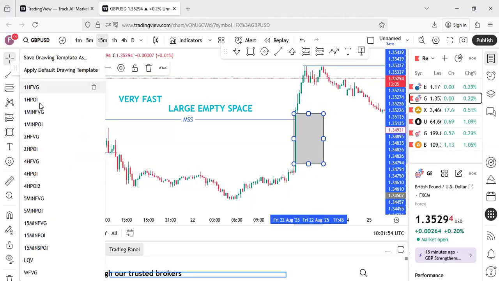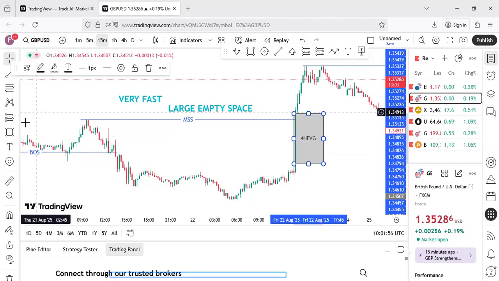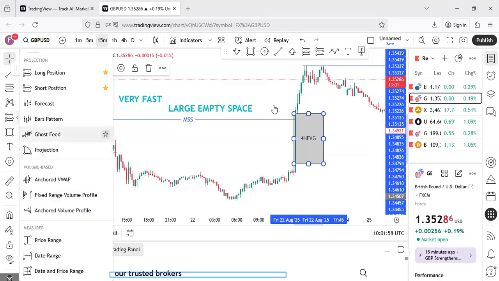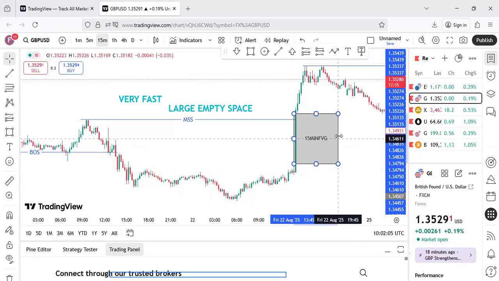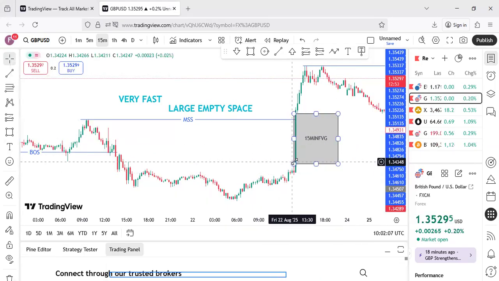Now, a lot of people will say that this is a fair value gap. This is not a fair value gap. Rather, this is a liquidity void. Don't call it a fair value gap because it's made of one candlestick.